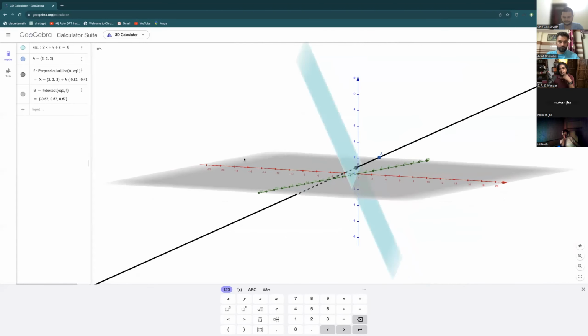Then I take A equals 2, 2, 2 as the second point. The third is a perpendicular line between A and equation 1, and you get this black line. Then I intersect equation 1 and F. These are two objects, and GeoGebra gives you minus 2 by 3, 2 by 3. And that's the point. That's it.